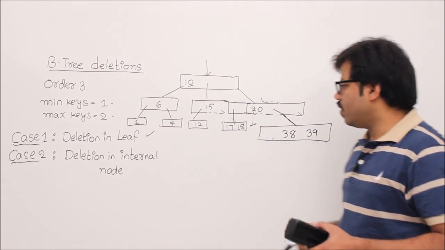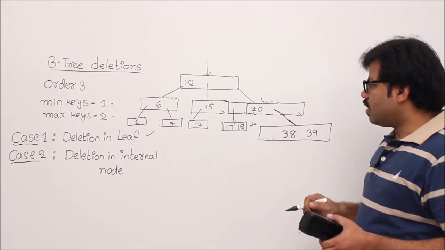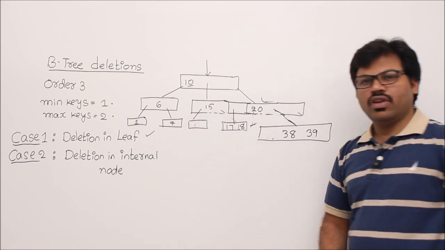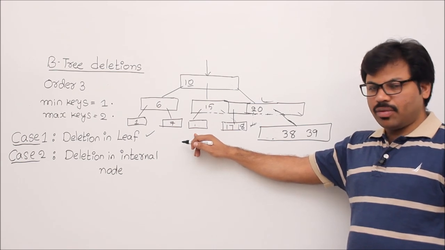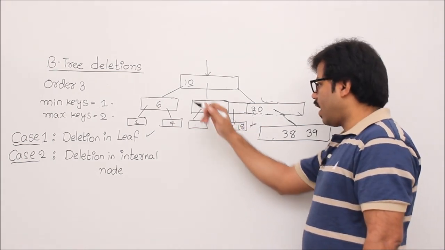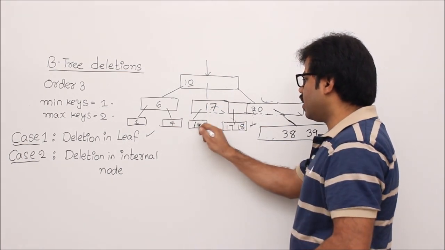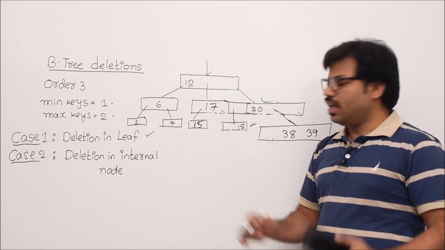Deletion in leaf. So far this is your tree, right? I would like to delete something called 12. Let's delete 12. Whenever I delete 12, we have first strategy number 1. Is it violating the minimum condition? Yes, it is violating. Then go for borrowing. So borrowing through anchor, 17 will go here and 15 will come here, that's it.